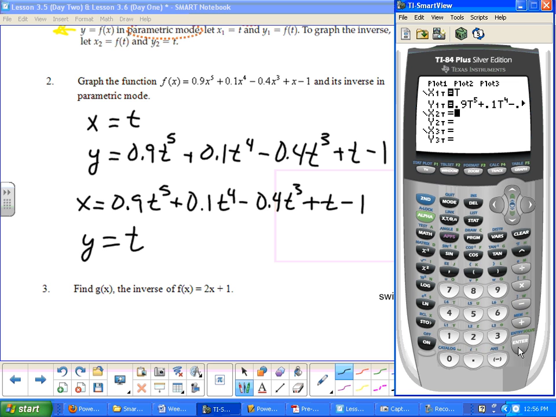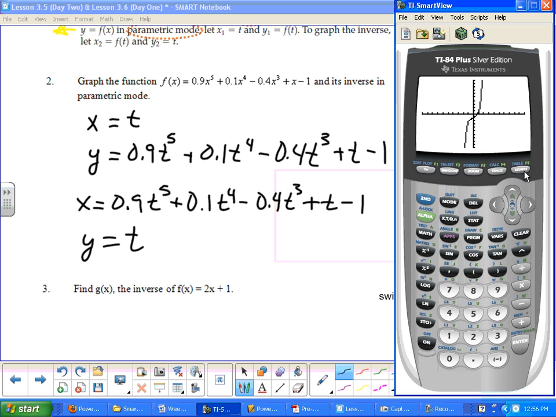All right. Check our window first of all, negative 10 to 14. That'll be plenty. Let's try negative 5 to 5, see what we get. We might have to make some adjustments to our window to be able to see it. Let's see what happens when I graph this. Okay. All right.